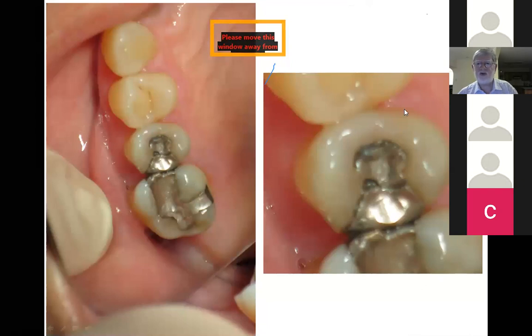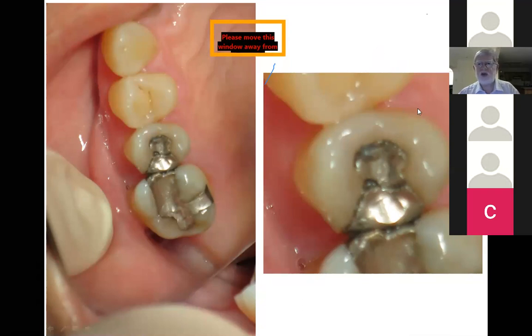Okay, so the filling's cracked. If the filling's cracked, what could be happening? Okay, traumatic occlusion. Okay, fine. So we've got bacteria ingressing, caries underneath.